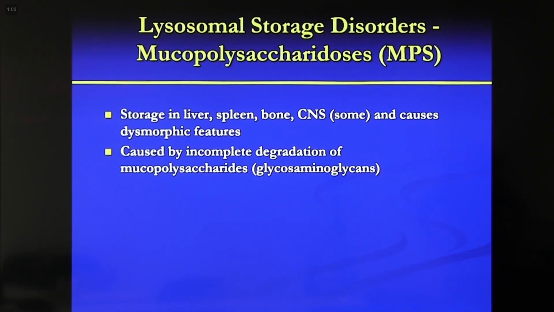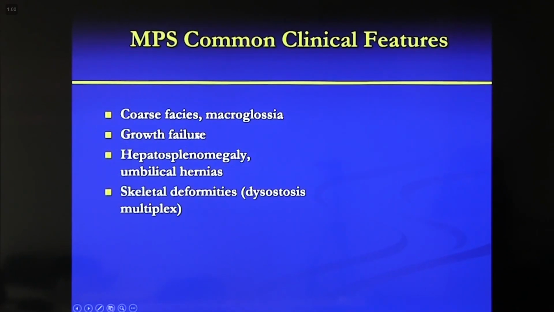Then we get to the MPS, and this is actually the subject of a lot of classes for pediatricians. It's because the drug companies make a lot of money from the enzyme, and it's great that they do make the enzyme, but they also have money to educate everyone. And in these conditions, these mucopolysaccharidoses, which I will go over several of, you have storage in the liver and spleen, in the bone, in the central nervous system. Here are some of the common features, but that's not in all of them.